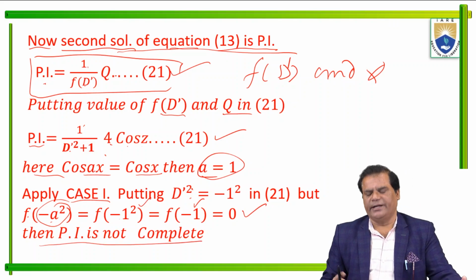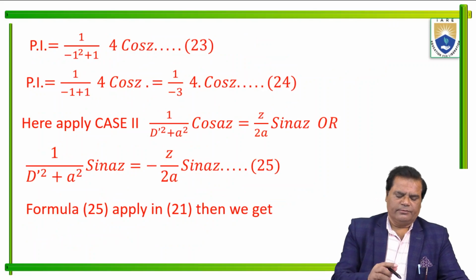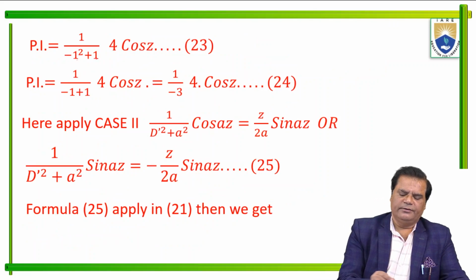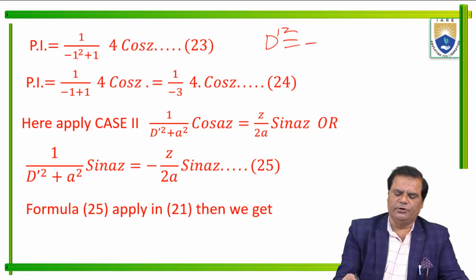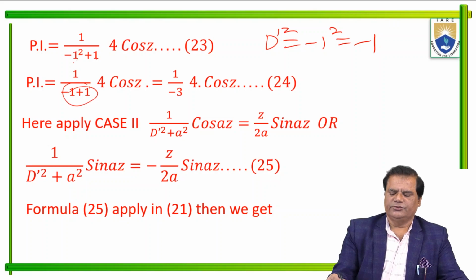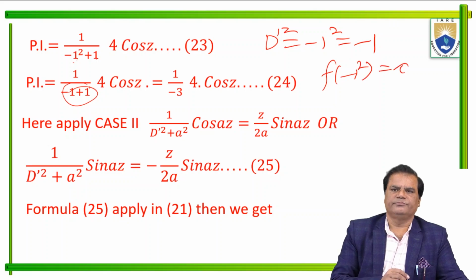Then apply case second. So here 1 upon D^2 plus 1, so D'^2 here equals minus 1 squared, equal to minus 1. Writing this, the result is 0. The denominator is 0 here. Then f of minus 1 squared, this result is 0. After putting this result, we get 0.